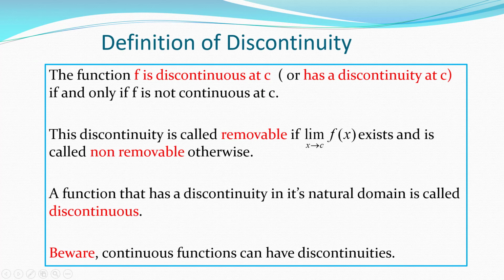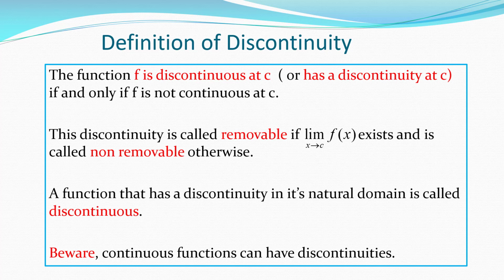So now that we have an idea of what continuity is, at least graphically, it means the graph is not broken. We need to have some way to talk about where the graph is broken. So that would be where it's not continuous. We call that a discontinuity.